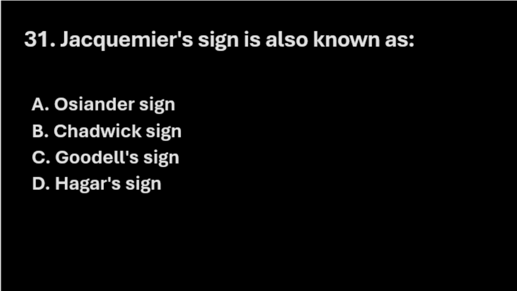Next question: Jacquemier sign is also known as option A Osiander sign, option B Chadwick sign, option C Goodell sign, and option D Hegar sign. This is also one of the most frequently asked questions. Please let us go to the right answer. The right answer is option B, Chadwick sign.